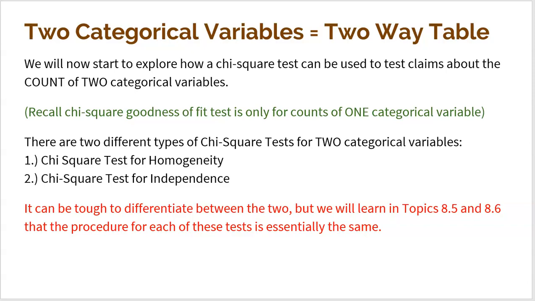So there are two different types of tests when you're working with two categorical variables: a chi-squared test for homogeneity and a chi-squared test for independence. It can be kind of tough to differentiate between the two, but we will learn in topics 8.5 and 8.6 that the procedure for each of these tests is essentially the same, but you do need to learn how to see the difference between the two of them.